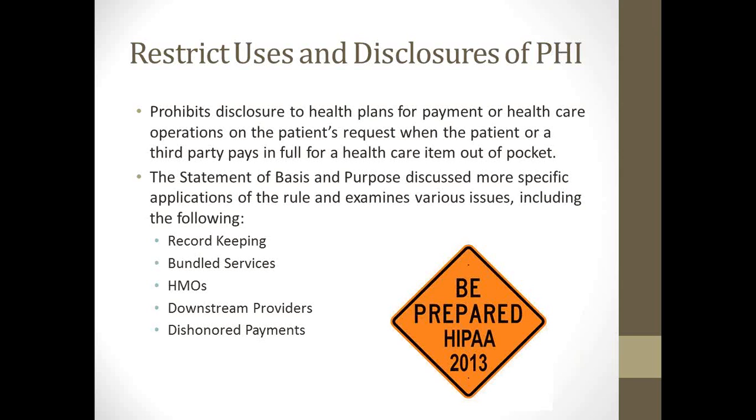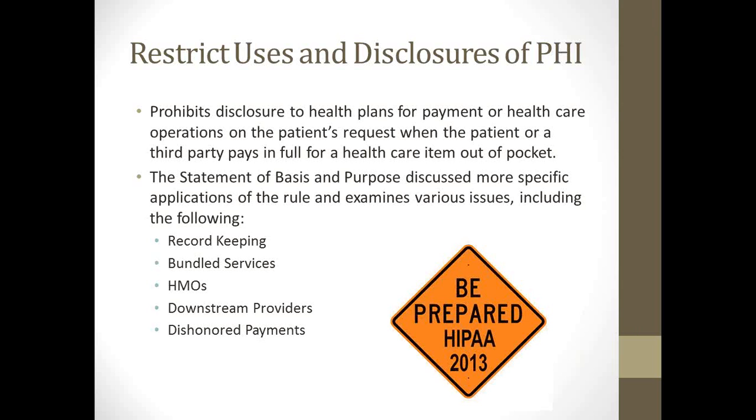Now, downstream providers. I have that listed there because the Department of Health and Human Services declined to adopt a proposal that would have required healthcare providers to notify downstream providers, for example specialists and pharmacies, of a requested restriction to a health plan. If the Department had adopted such a provision, physicians would have been required to notify a pharmacy or specialist of any applicable restrictions on disclosing information to the individual's health plan.